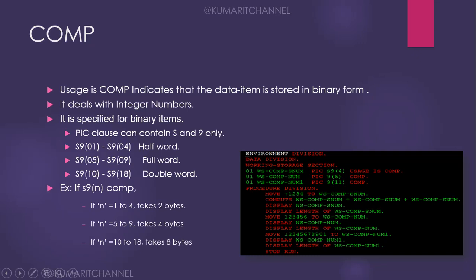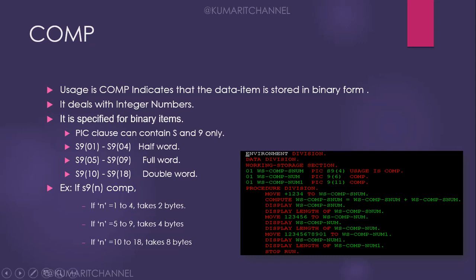If you look at the example here, what I'm trying to do is usage is comp. Either you can write usage is comp, or simply you can type comp. Both are the same. So maybe if you change companies, you're working in one organization and you move to another, the code you may see is usage is comp, while some programmers may write just comp. So don't get confused, both mean the same. You can do trial and error, test it and check it out.